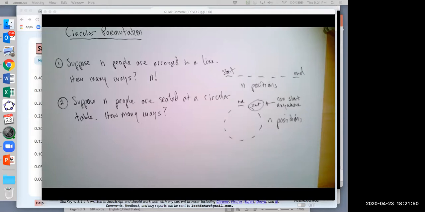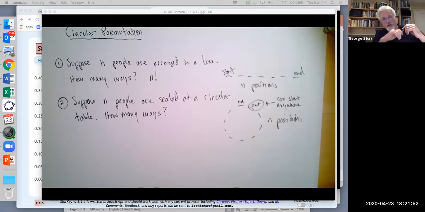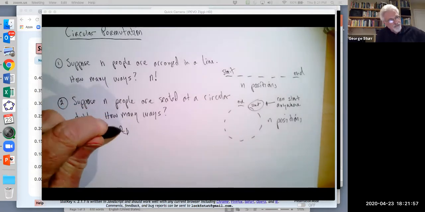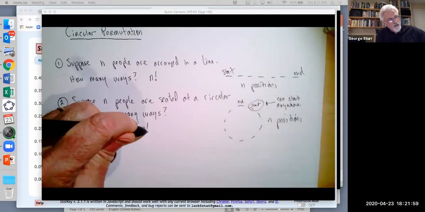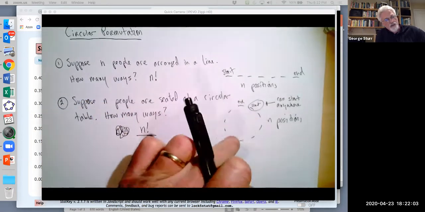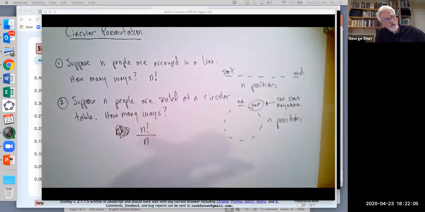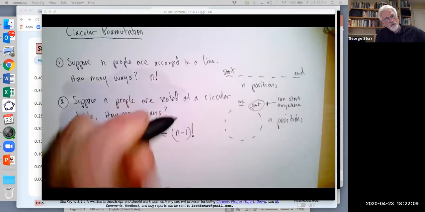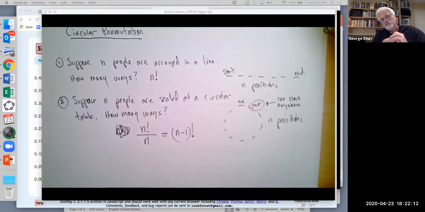Can you say it again, please? Well, first let me give you the formula. N factorial divided by the n ways that the initial person could sit at the table. It winds up being n minus 1 factorial. Okay, let me try another way.